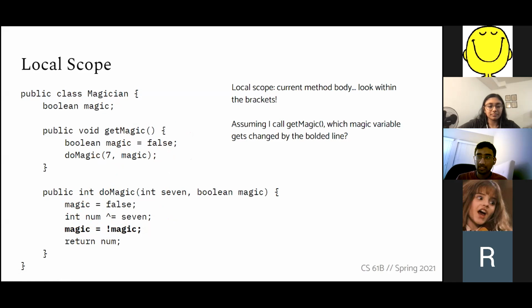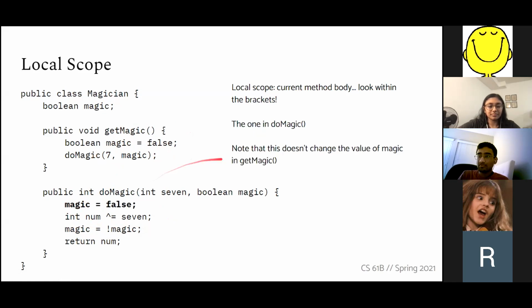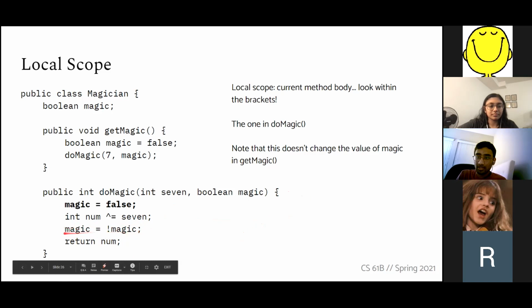Right, the local version. So yes, the one inside doMagic. The reason is that first, we just check the local scope. We check within these brackets, is there another magic? The easy way to do this is to start at whatever you're considering, and then work backwards until you reach a bracket and look for that variable. In this case, we find it here.